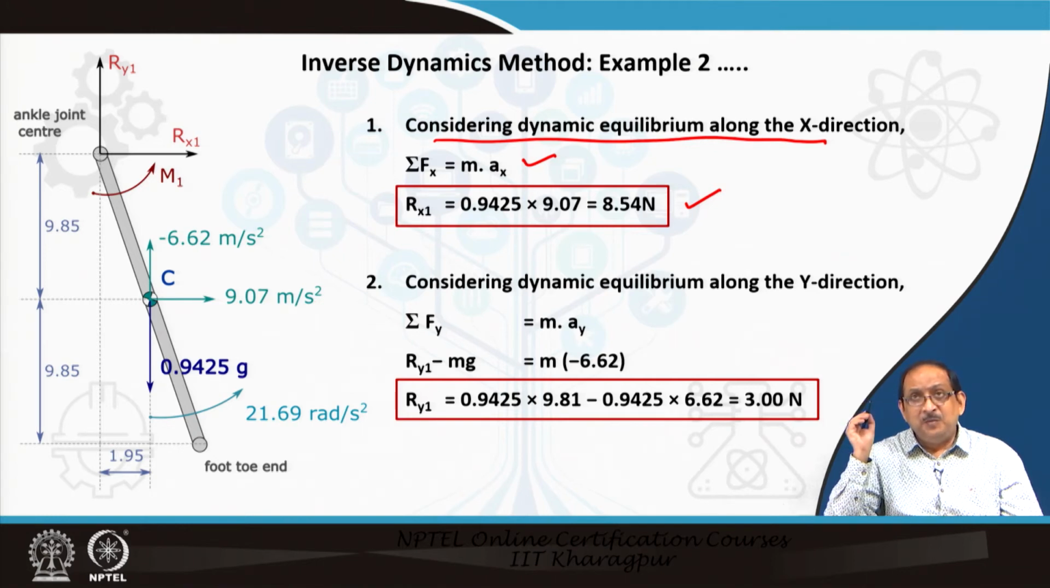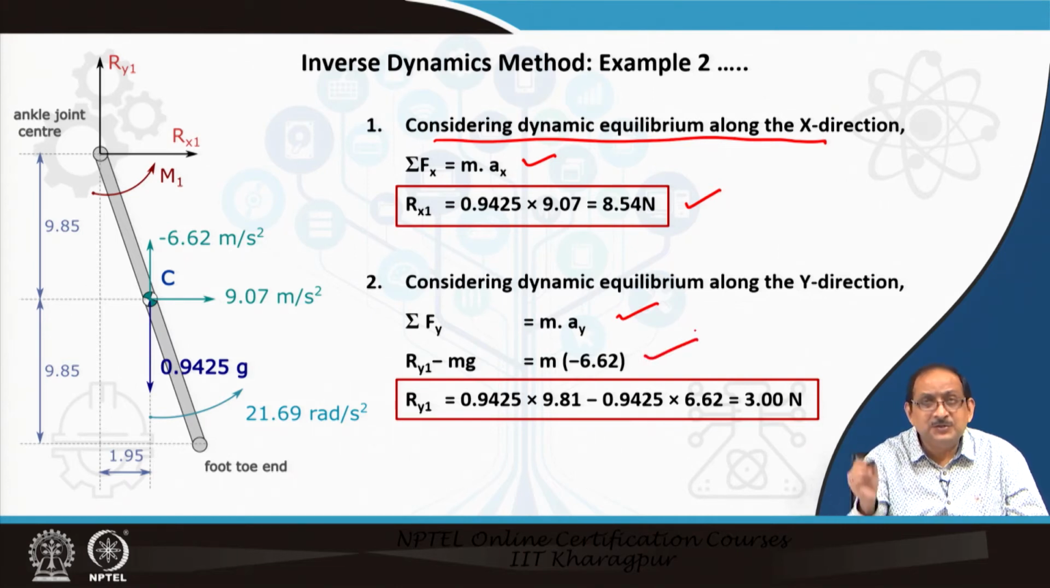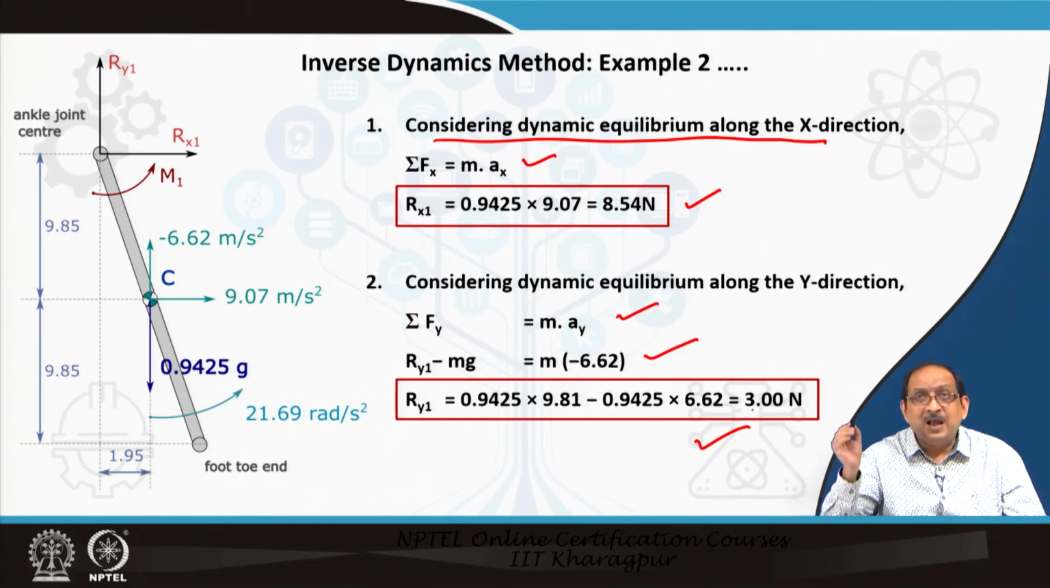Considering dynamic equilibrium along the y direction, we can write summation Fy is equal to the mass and the linear acceleration along the y direction. So, summation Fy is equal to m into Ay. If we write down this equation, we can calculate Ry as 3 Newton.